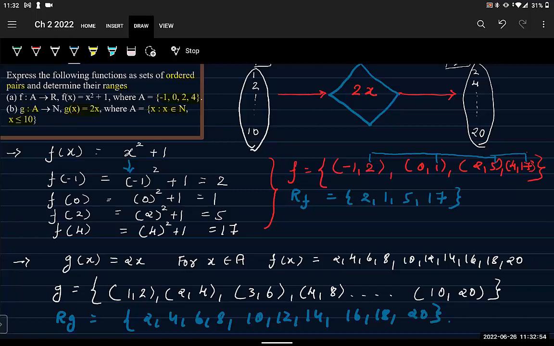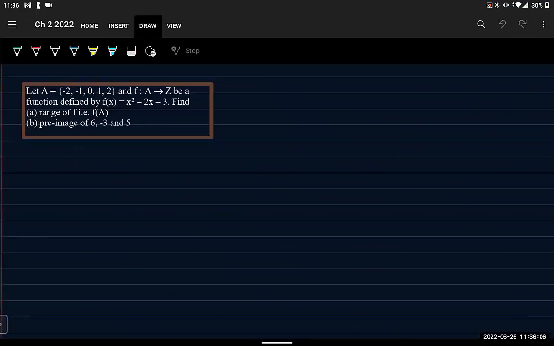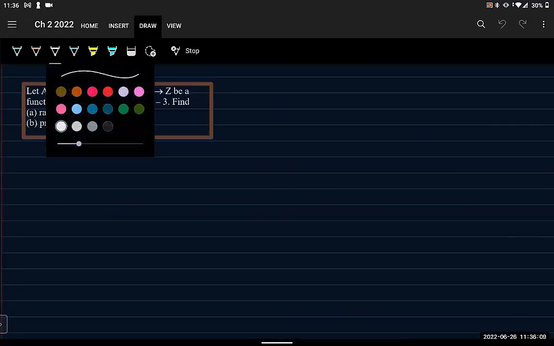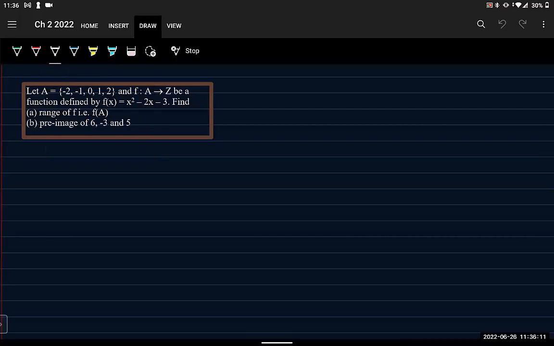So this completes our first question. We need to find just the range and write the function in the ordered pair. Now we'll go to the second question. Next, our third question.